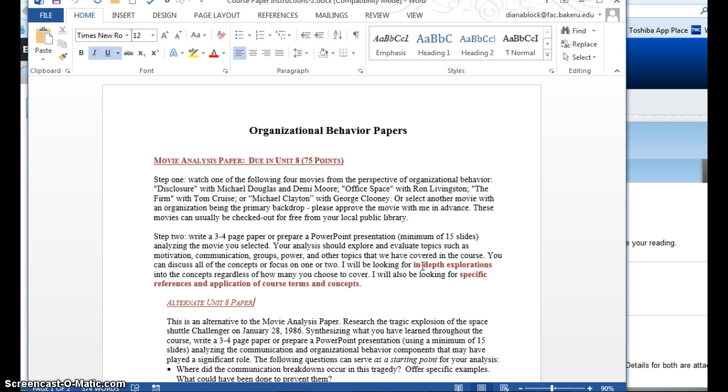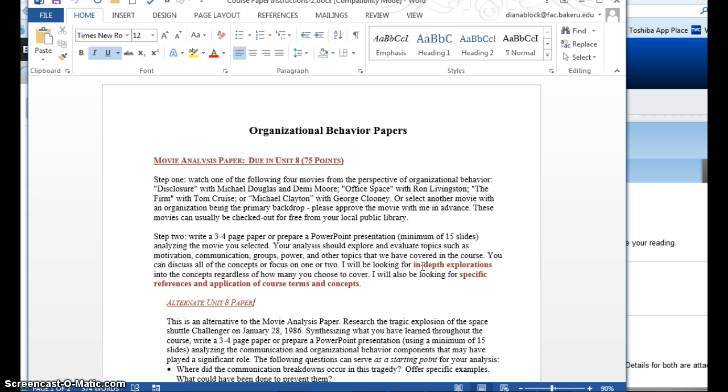Another topic that a lot of people use, but not well all the time, is motivation. Some people will say, in the film, this person was not motivated. That's not enough. I need to know which motivators did they lack. Did they lack intrinsic motivators? Did they lack extrinsic motivators?